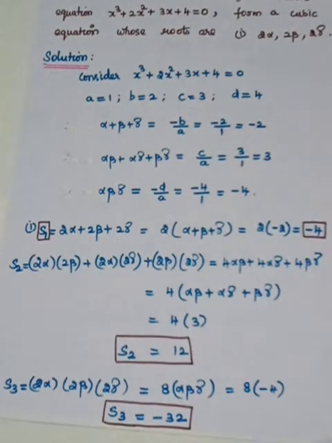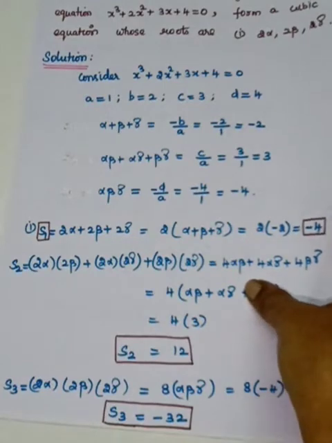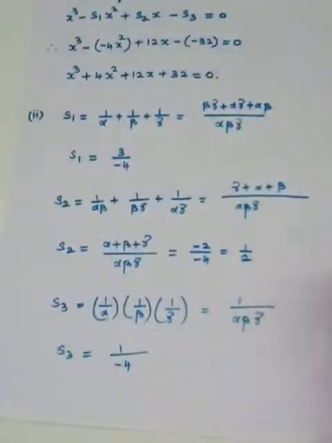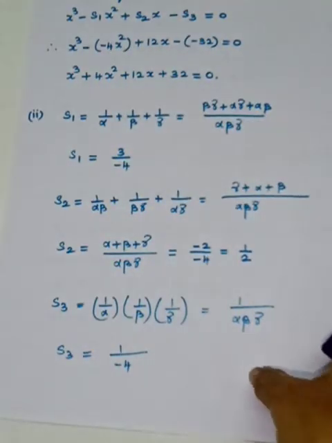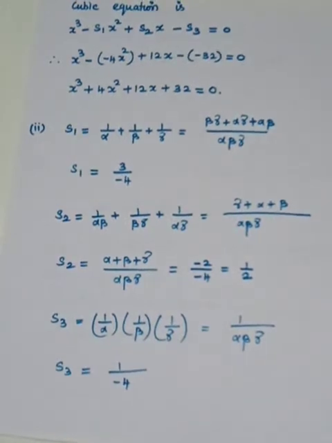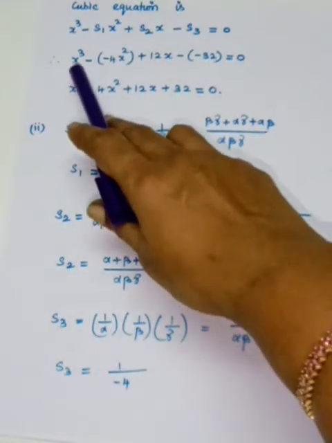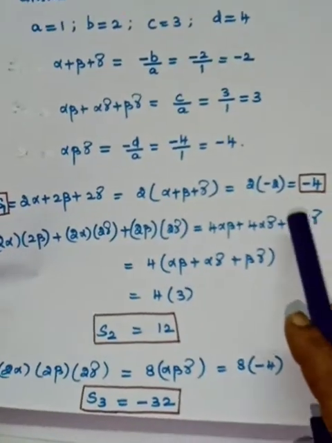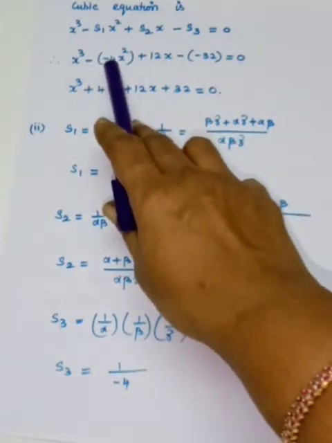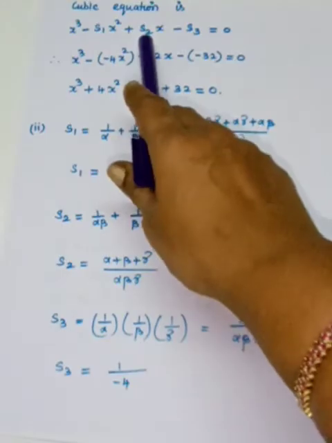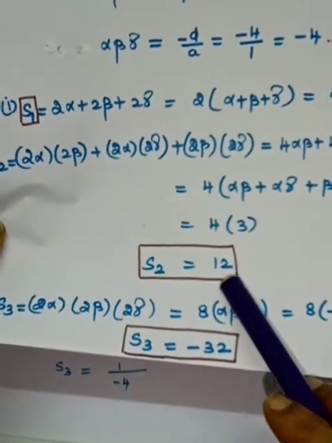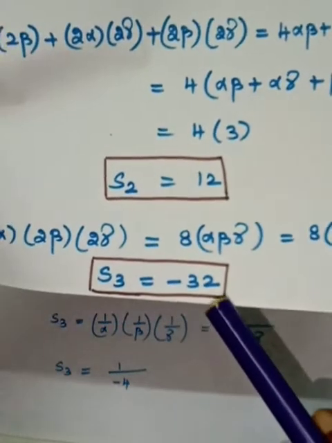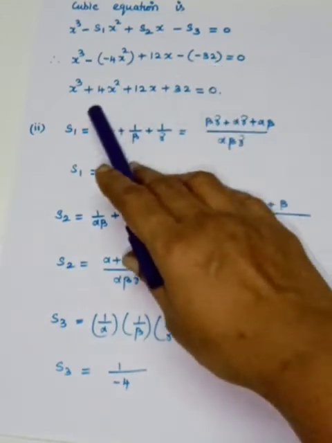How to form the cubic polynomial? It is x cube minus S1 into x squared plus S2 x minus S3 is equal to 0. So it is x cube minus, what is S1? S1 is minus 4. So minus of minus 4x squared. And next one S2. What is S2? S2 is 12. So 12 into x minus S3. What is S3? S3 itself is minus 32. So minus of minus 32. So it is plus 32.